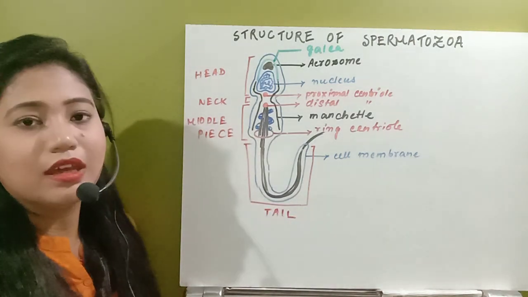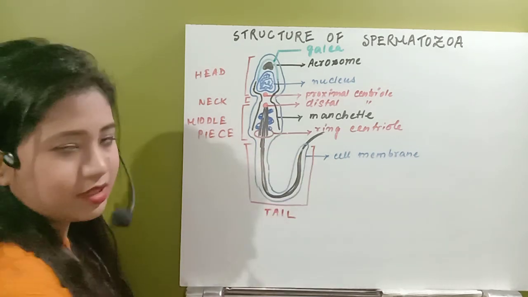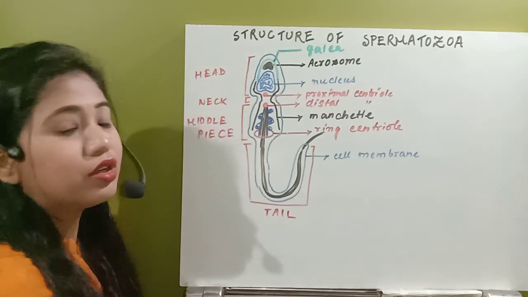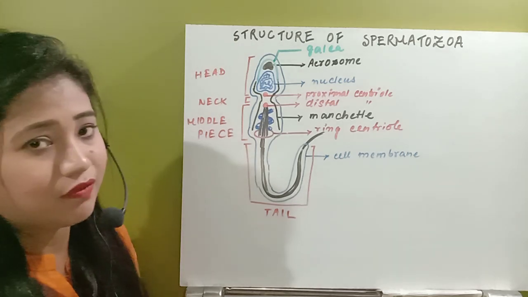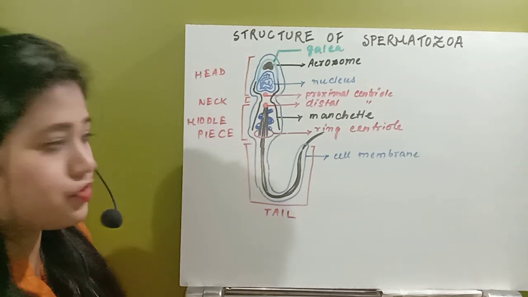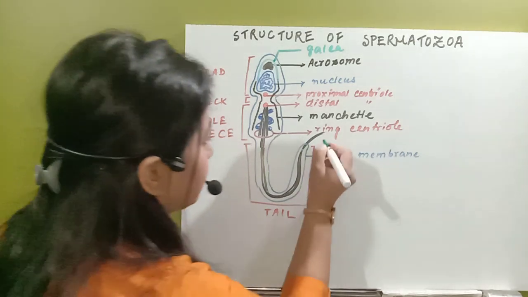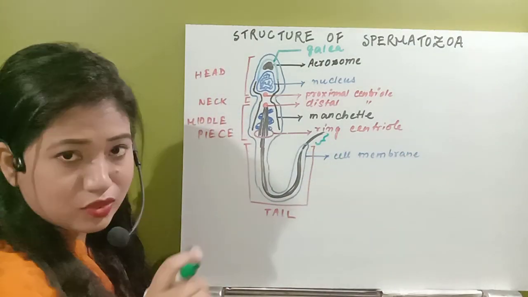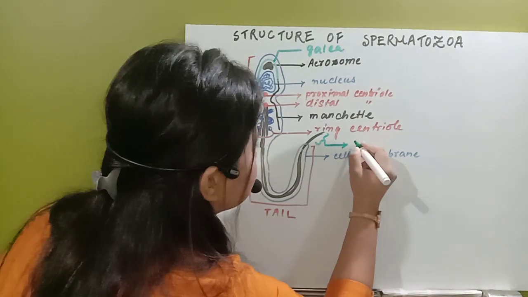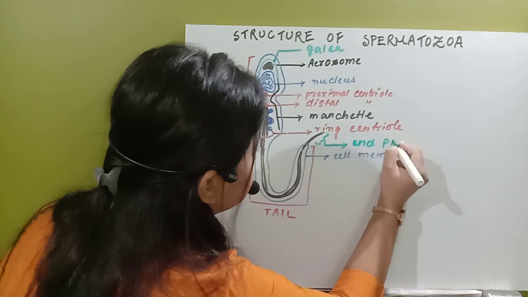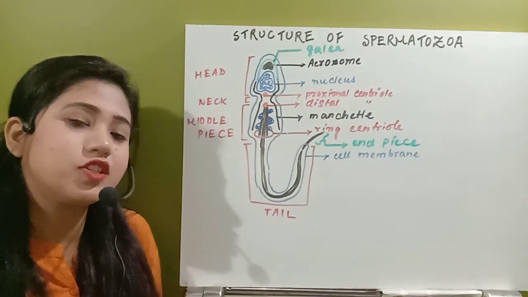But here you can see, wherever that blue plasma membrane is elongating, the plasma membrane is not going to cover the whole axial filament. In one region, the axial filament is naked. It is not covered by the plasma membrane. So that region of the axial filament, where the cell membrane is not present, this very small region, is known as the end piece. So this is about the structure of the spermatozoa.